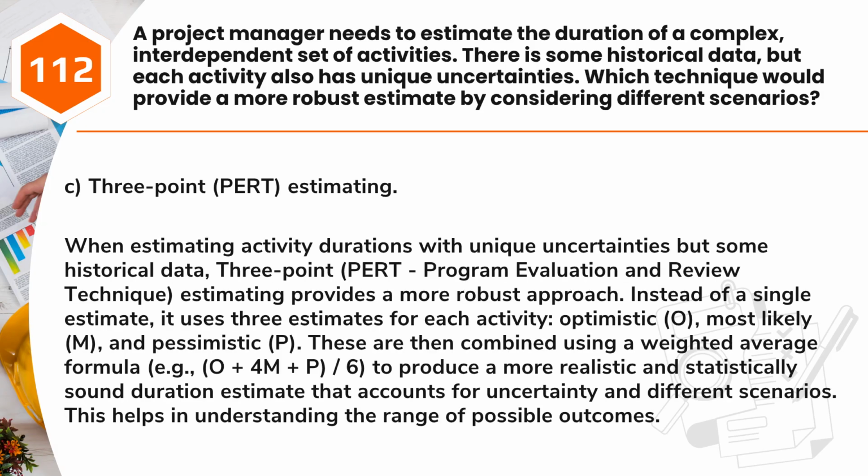Answer: C. 3-point, PERT, estimating. When estimating activity durations with unique uncertainties but some historical data, 3-point, PERT, program evaluation and review technique, estimating provides a more robust approach. Instead of a single estimate, it uses 3 estimates for each activity: optimistic, O, most likely, M, and pessimistic, P. These are then combined using a weighted average formula, e.g., (O + 4M + P)/6, to produce a more realistic and statistically sound duration estimate that accounts for uncertainty in different scenarios. This helps in understanding the range of possible outcomes.